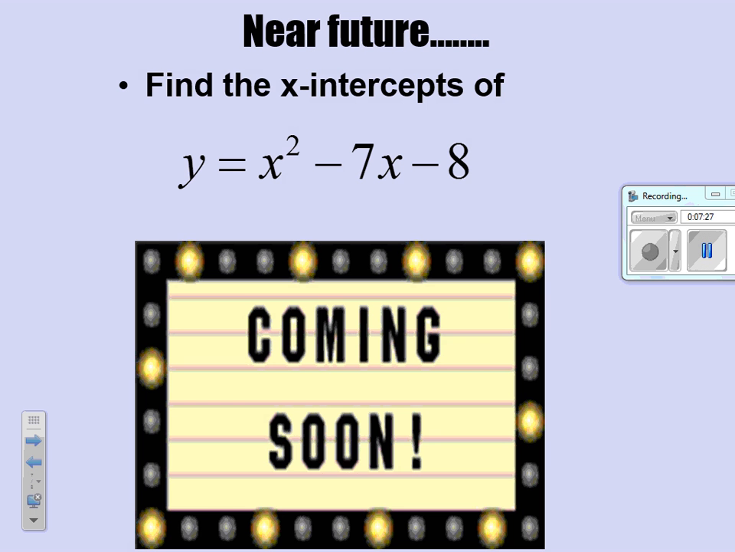Now, why are x and y-intercepts so important? Because pretty soon, coming soon to a theater near you, we are going to be finding the x-intercepts of this equation. And this is not a linear equation anymore. This is a quadratic equation. So we're going to also be doing that later on in the semester.